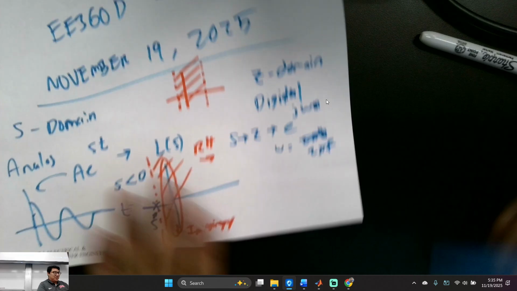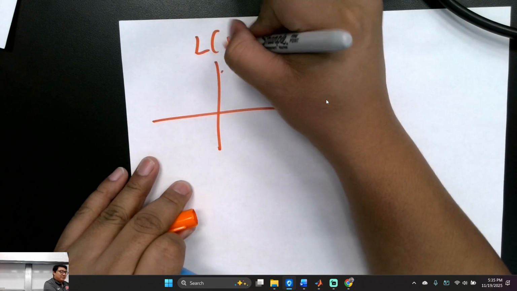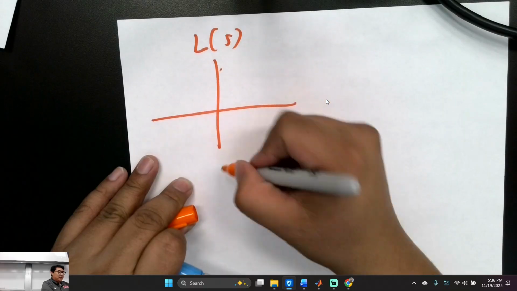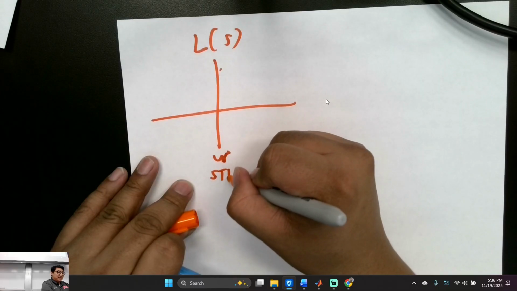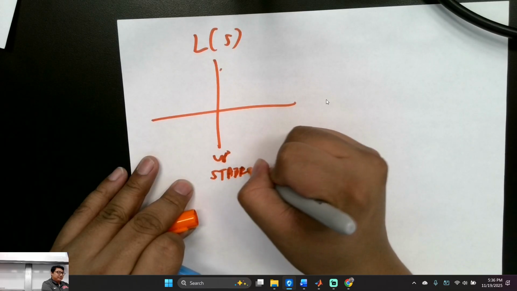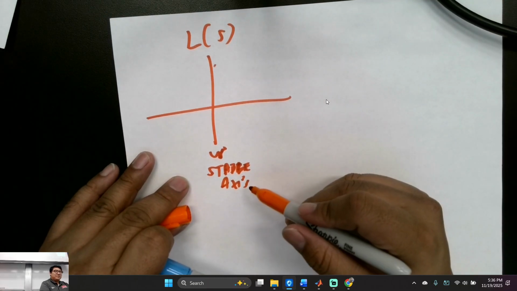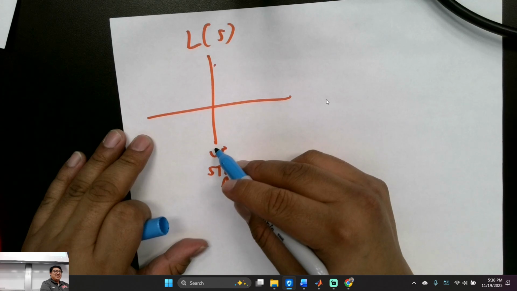So if I wanted to show you something quick, because I don't want to go too crazy on this, I'll let Dr. Stewart handle that. You guys are used to this, where Laplace, let's just say if you included this axis right here, this is our stable axis, right? So let's just say there's a way that we can wrap this like a donut and create a circle.